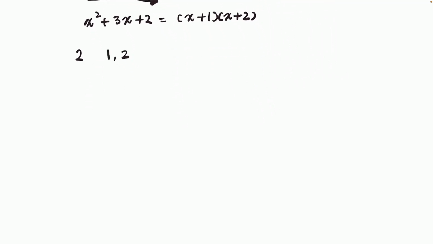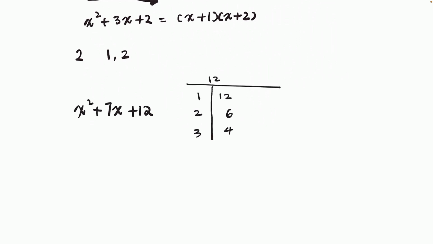So let's try some complicated ones. So let's say we got this one right here, and this time for 12, how many factors does it have? Okay, so for 12, we know it could be 1, 12, it could be 2, 6, it could be 3, 4. And what is the sum for that?